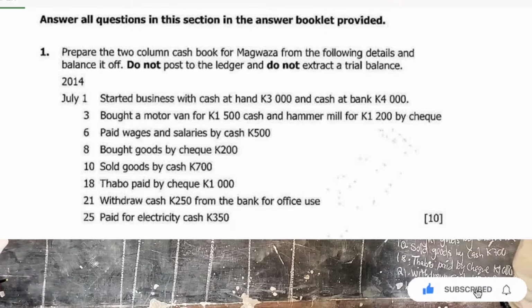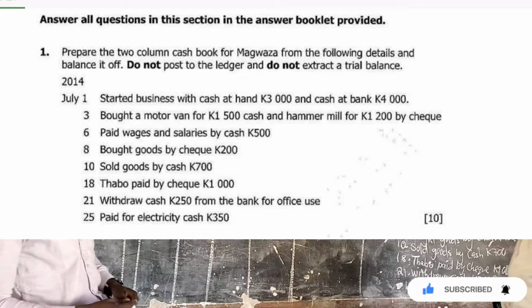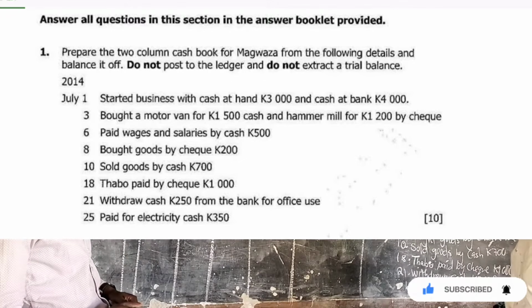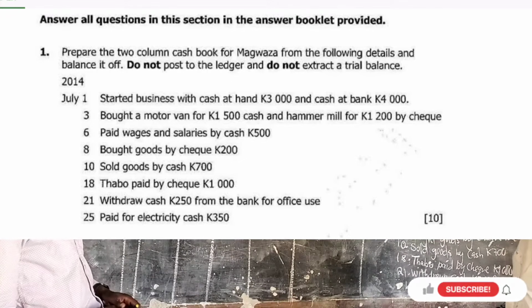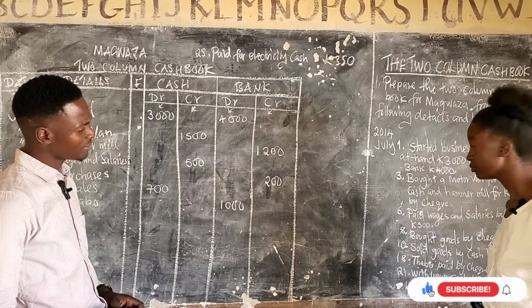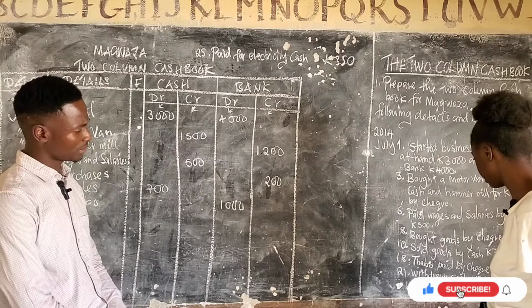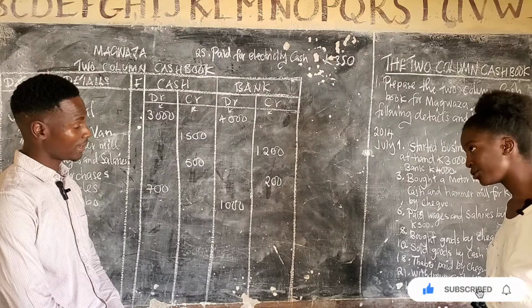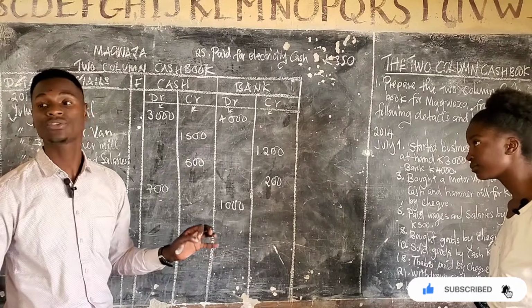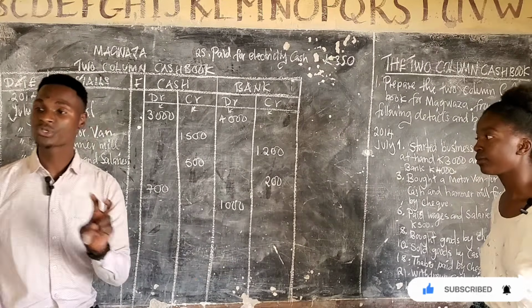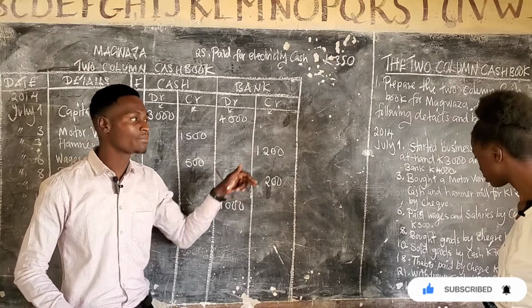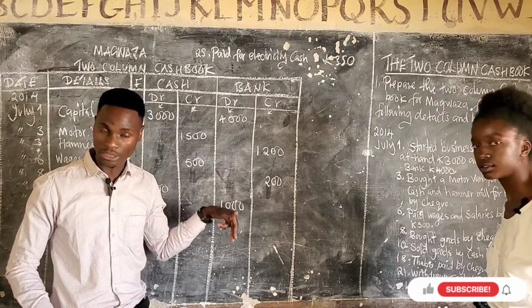Next. Withdraw cash 250 from bank for office use. What type of transaction is this? It's a contra entry. It involves the two accounts, the bank and the cash.